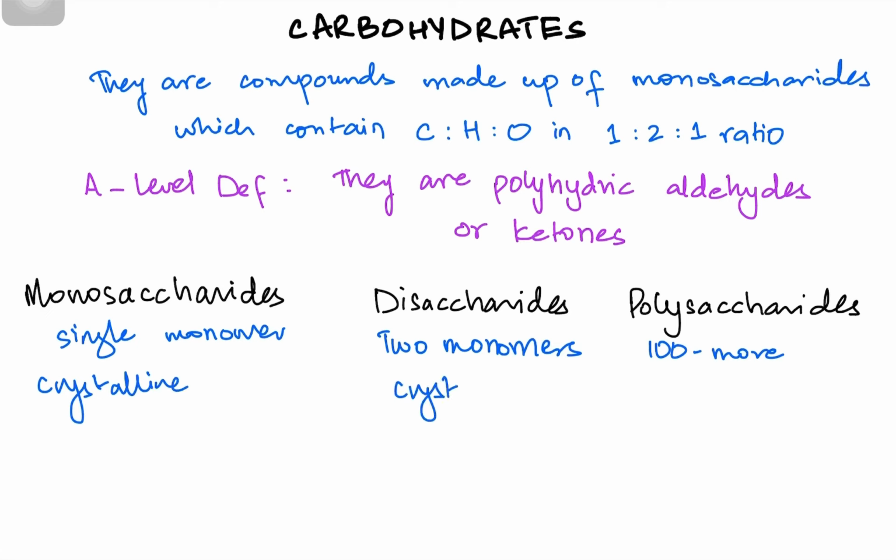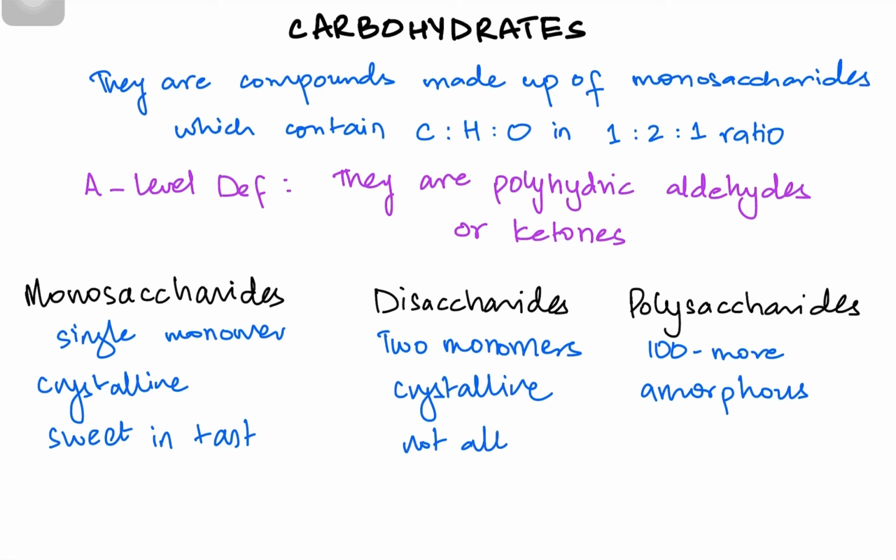Monosaccharides are mainly crystalline, and even disaccharides are crystalline in structure. Polysaccharides are amorphous, which means they look like white powder. Monosaccharides have mainly sweet taste. Disaccharides are not always sweet. Few of them are. Polysaccharides are tasteless. So if you were to taste starch, it would have no taste at all.